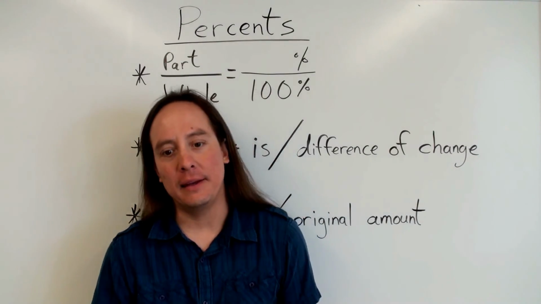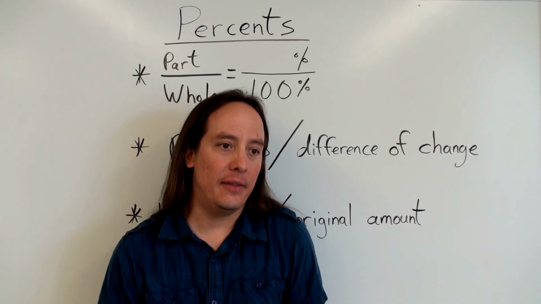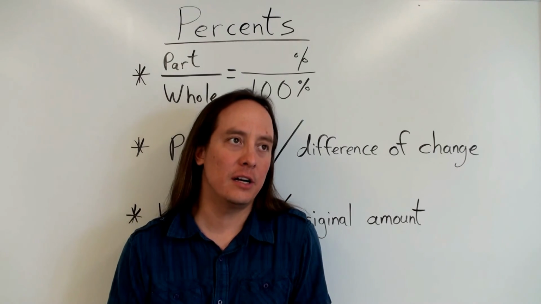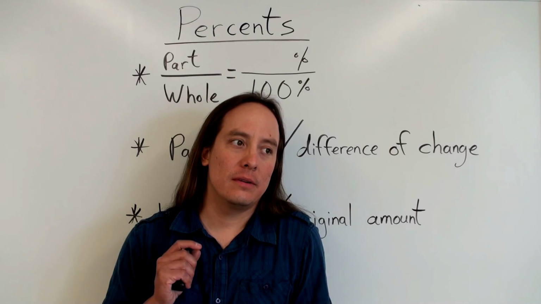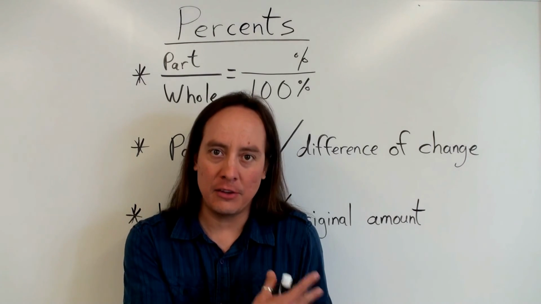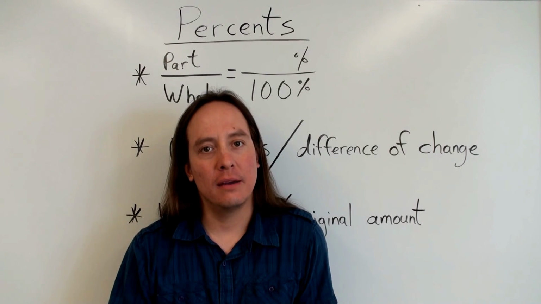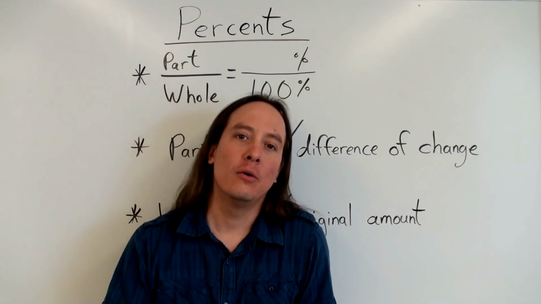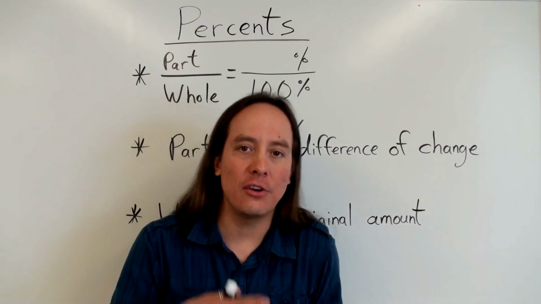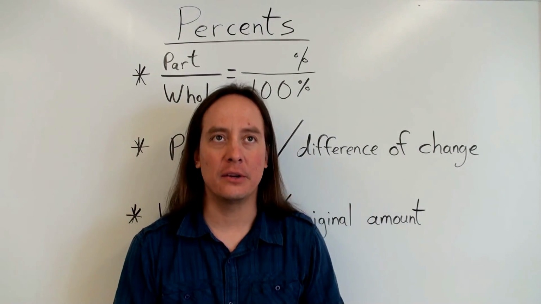Original amount, what does that mean? Let's say there's a sale going on in a store, and they discount something 20% or 50% or 30%, whatever. The original amount is the cost of the thing that you're going to buy before you apply the discount. It's before putting the 20% on it. What was it before that? That's going to be the whole. That's the original amount.